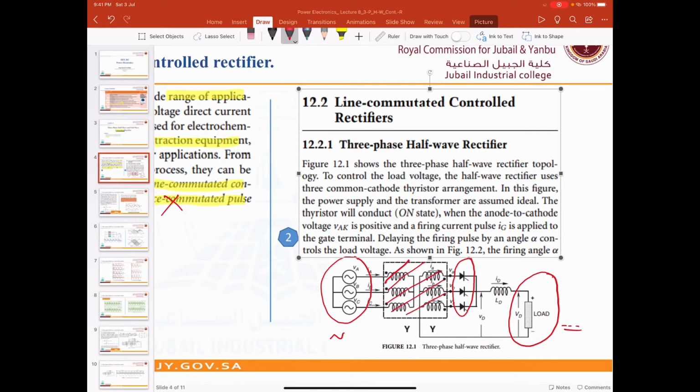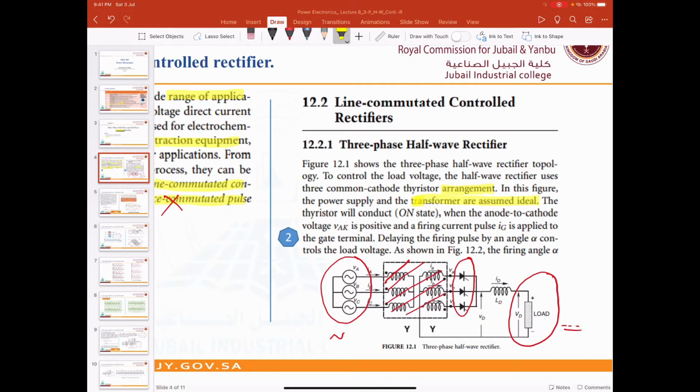Now let's go here. This part is explaining the three-phase half-wave rectifier. This topology is used to control the load voltage. The half-wave rectifier uses a three common cathode thyristor arrangement. In this figure, the transformer is assumed ideal, so we don't use it. I told you don't focus on the transformer now because it is not required in your course.